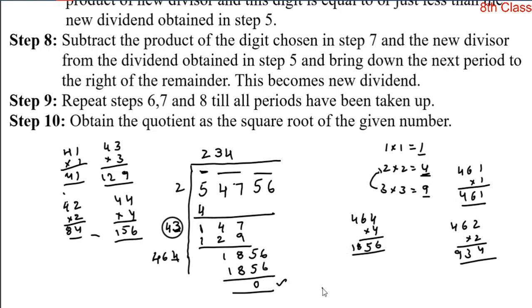So the square root of 54,756 is equal to 234. The square root of 54,756 is equal to 234. So this is the long division method to find the square root of a number. Let us observe by taking one more example.